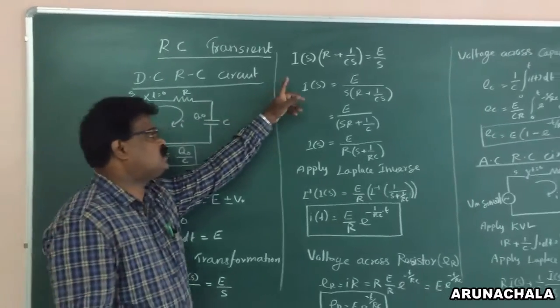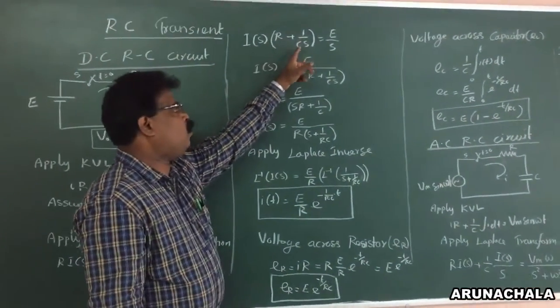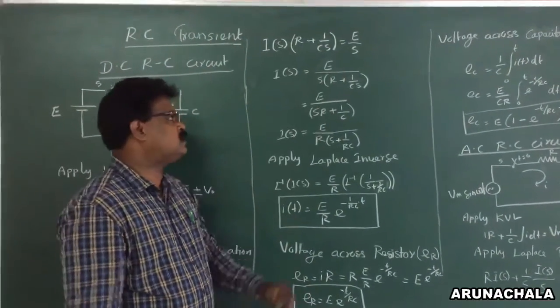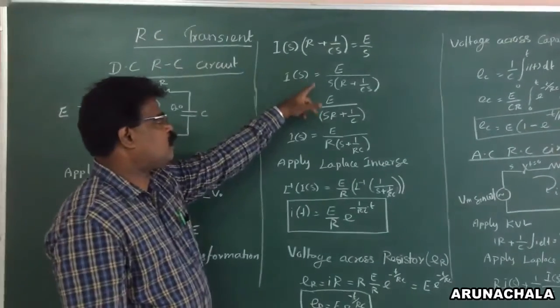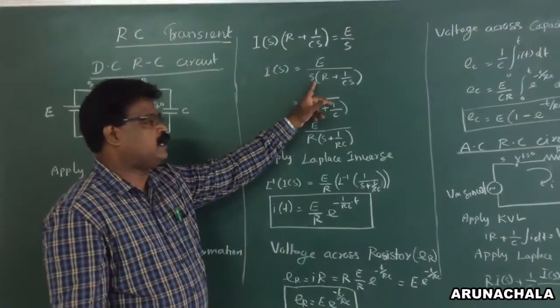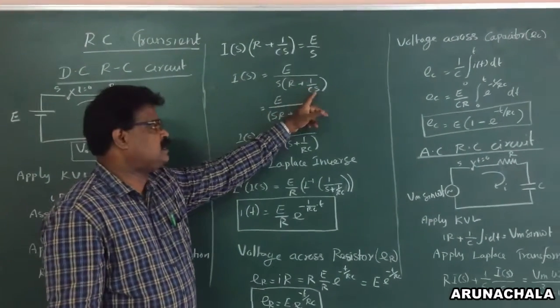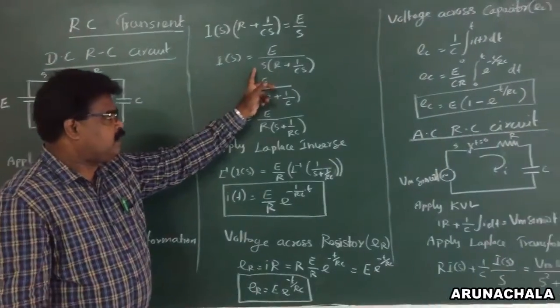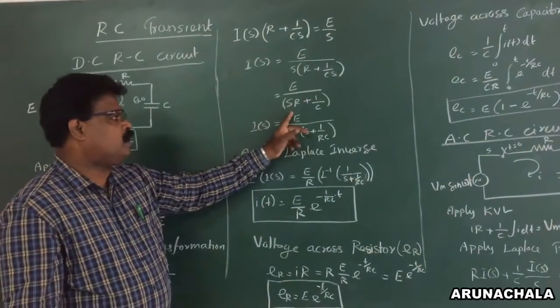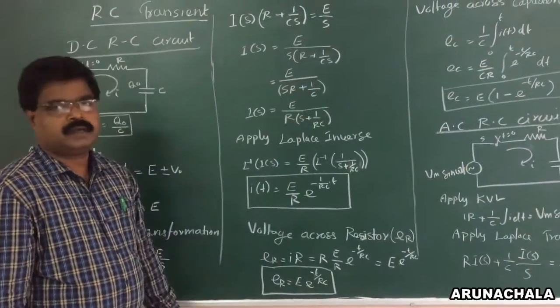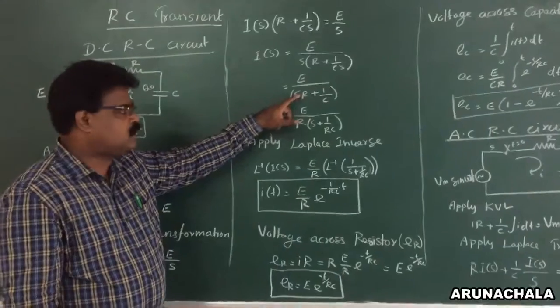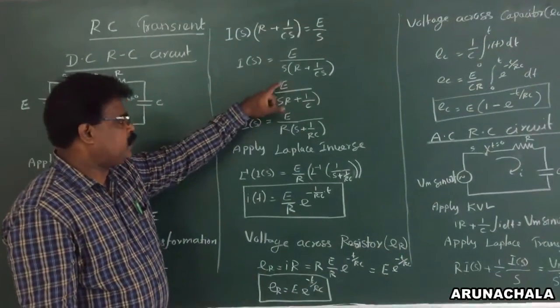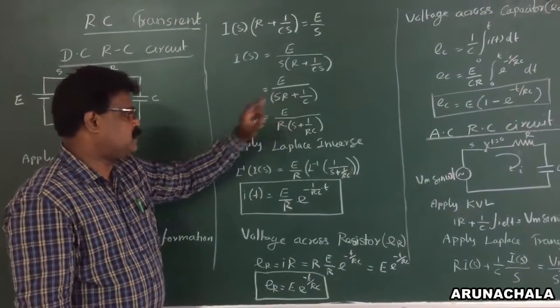Then you find I of S. You will get (R plus 1 by Cs) into I of S is equal to E by S. From this I of S, if you cross multiply, E divided by S into (R plus 1 by Cs). Then you multiply with S. So in the denominator you will get S into (R plus 1 by C). So I of S is E divided by S into (R plus 1 by C).